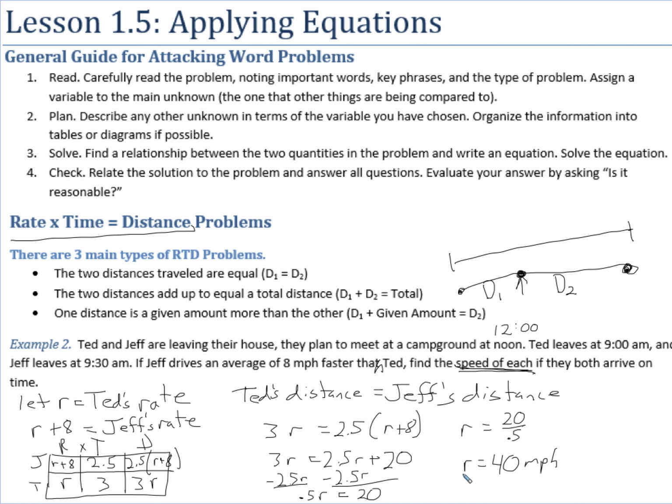We solved something, but make sure you check to see if you answered the question. It said find the speed of each. We found R. What did R stand for? Well, that stood for Ted's rate. So this is Ted's rate. We need to find Jeff's rate, or speed. Well, we know Jeff's was Ted's plus 8. Jeff drove a bit faster, so we have 40 plus 8 is 48 miles per hour. And so there are the answers to this question. We found the speeds of each.